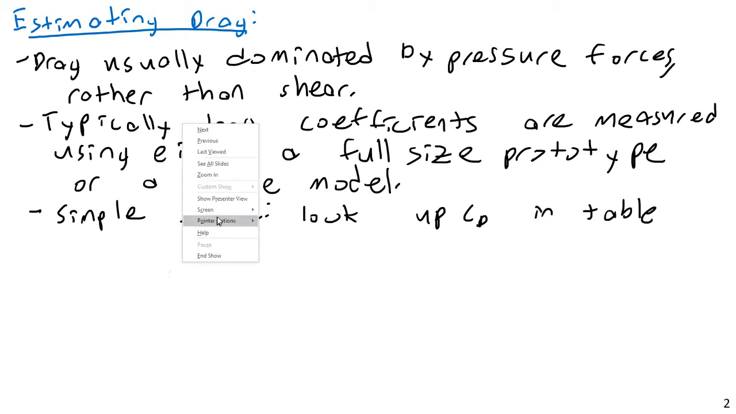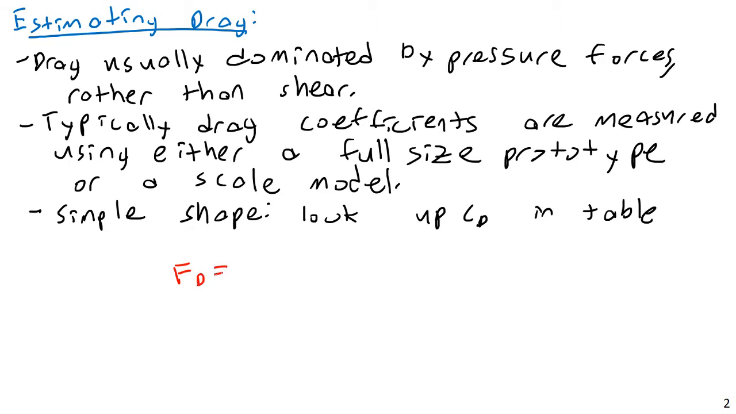Again, all of this is going to come back to our equation. The drag force, FD, is equal to 1/2 times CD, which is our drag coefficient, times rho U squared times A. Where, as I mentioned in the previous slide, U is going to be the relative velocity between the fluid and the object that we're looking at.